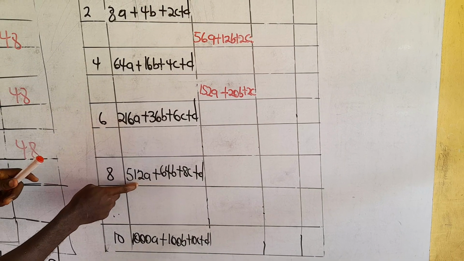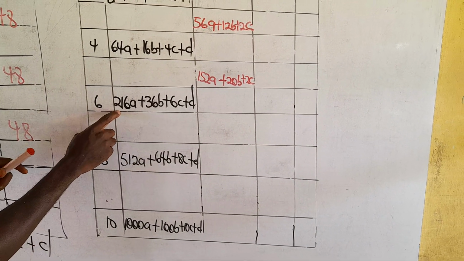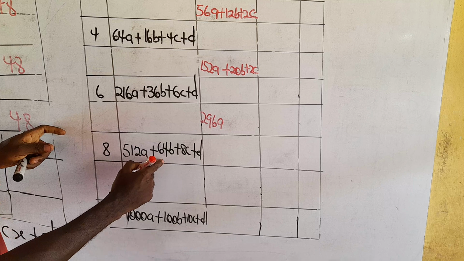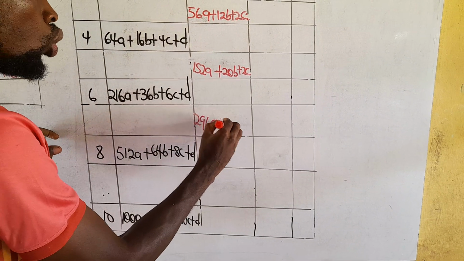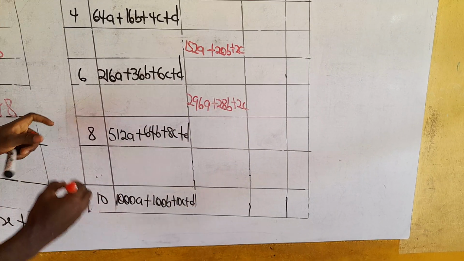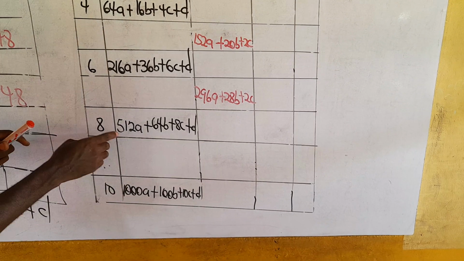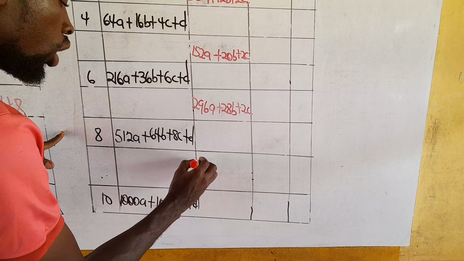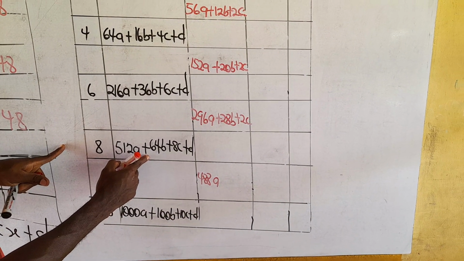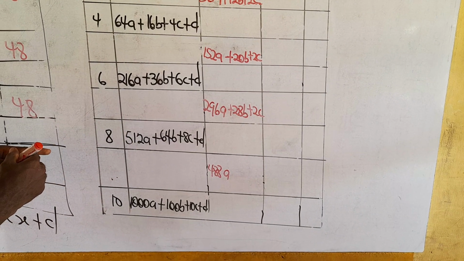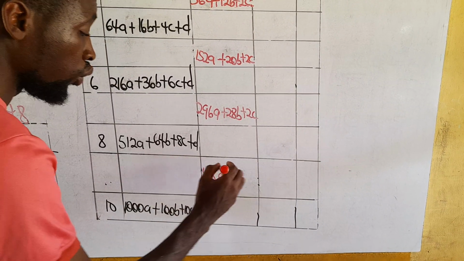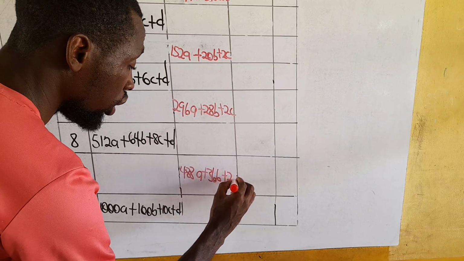Then we subtract this also from this. 512a minus 216a will give us 296a, then 64b minus 36b will be 28b, then 8c minus 6c, that will be 2c. The last one, 1000a minus 512a will give us 488a. The 100b minus 64b will give us 36b. Then 10c minus 4c, that will give us 2c.